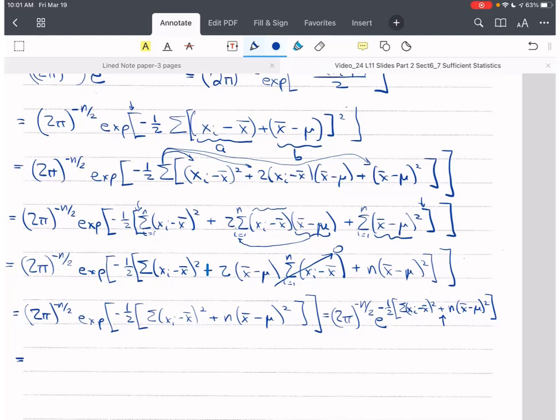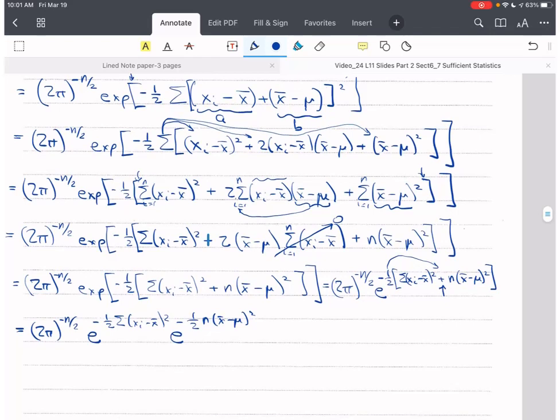And so yes, this is a tricky problem. That's why we're doing it as an example and not as a homework problem, like in some courses. Negative 1/2 sum of xi minus x bar quantity squared, e to the negative 1/2. Don't forget that you have to distribute this. N times x bar minus mu quantity squared. Okay, and then so that is there.